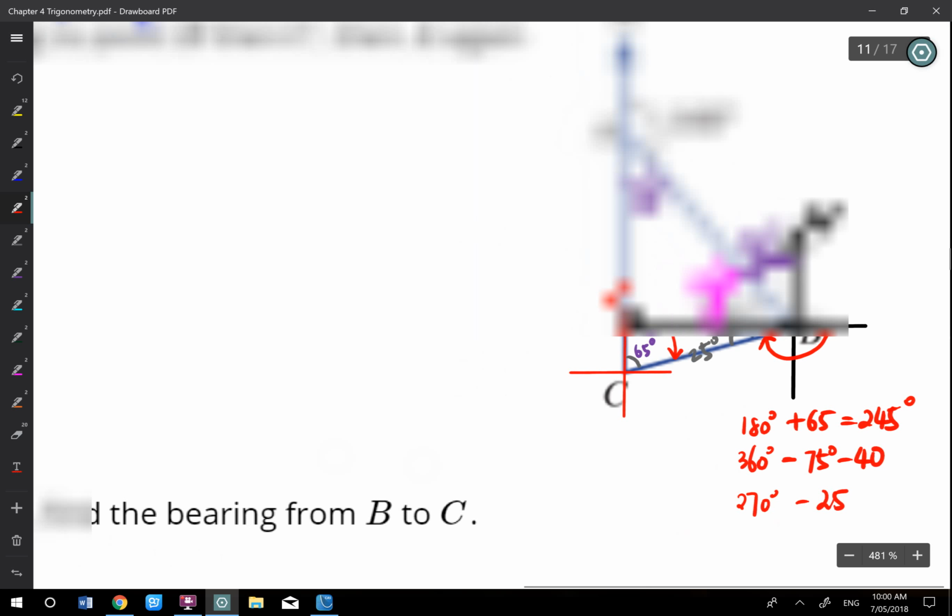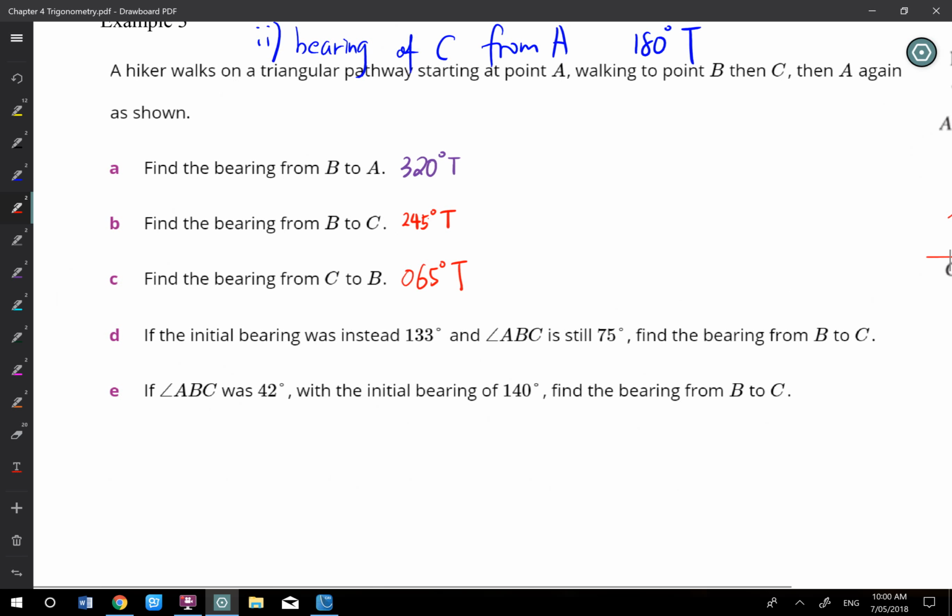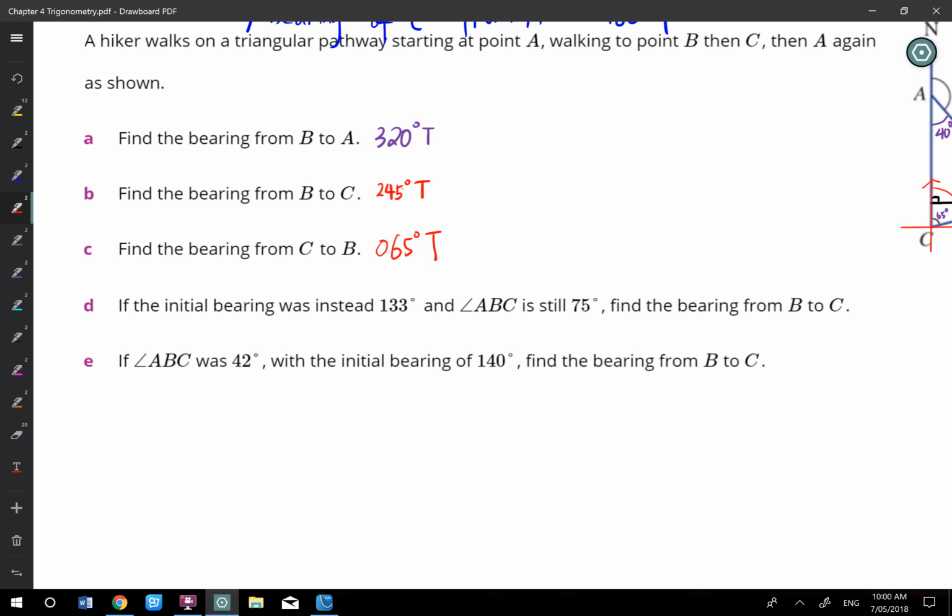Alright. If you don't have any questions for this, I give you 10 minutes to figure out D and E. In D and E, the angle changed. I want you to sketch two different diagrams for me, one for D and one for E, and then talk about the bearing they're given. I'll give you 10 minutes to do that.